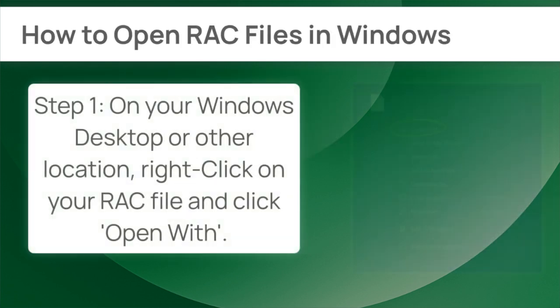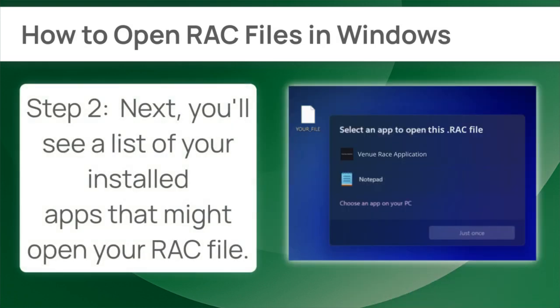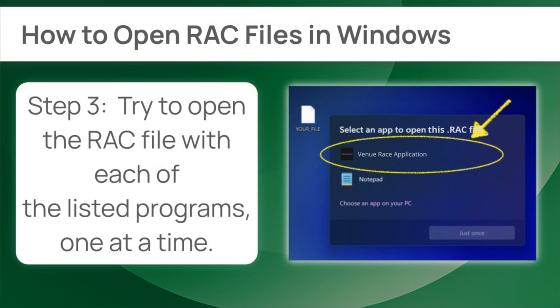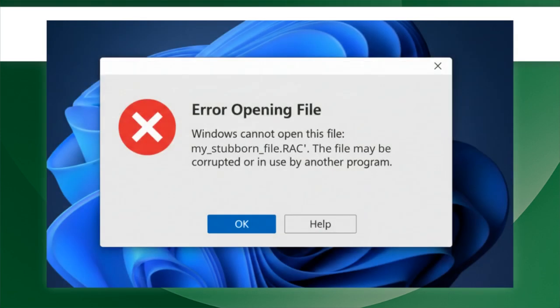To find the correct opener, right-click the RAC file and choose Open With. Attempt to open it with Venue Race Application first. If it's not present, select a different program and keep testing. If your RAC file continues to fail when opening, that is okay.